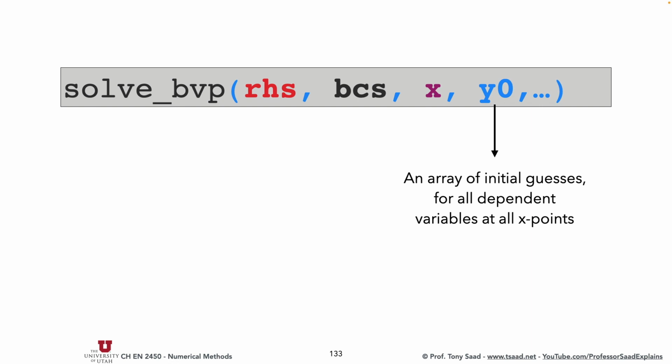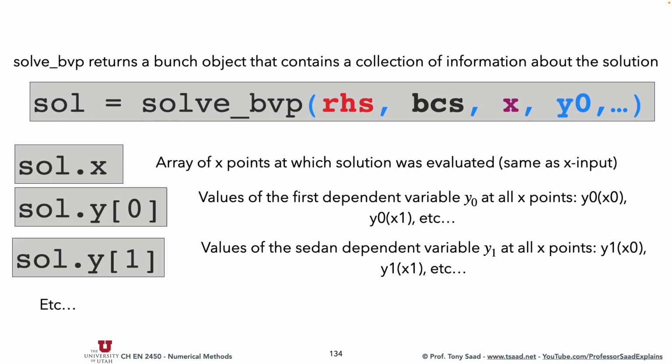How do we set the initial guess? I'll show you once we start solving these problems. You could just set 1 or set the value of like the ambient temperature in your problem. That's about it. Okay? Now, how do you access the solution? Once you run solve BVP, you dump this into some variable.